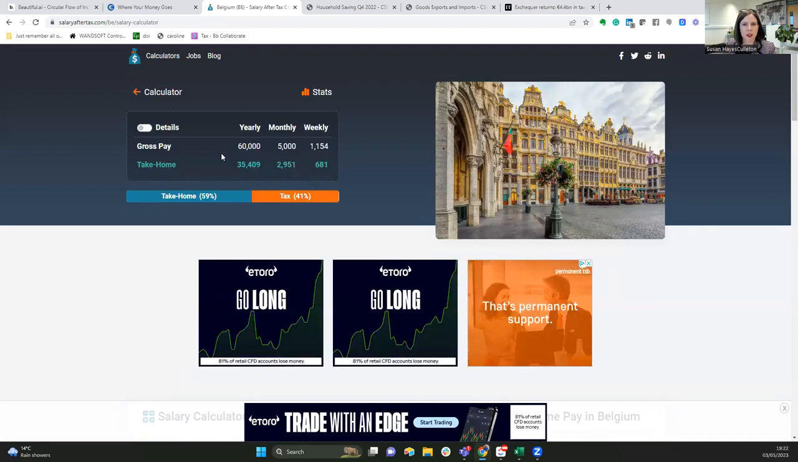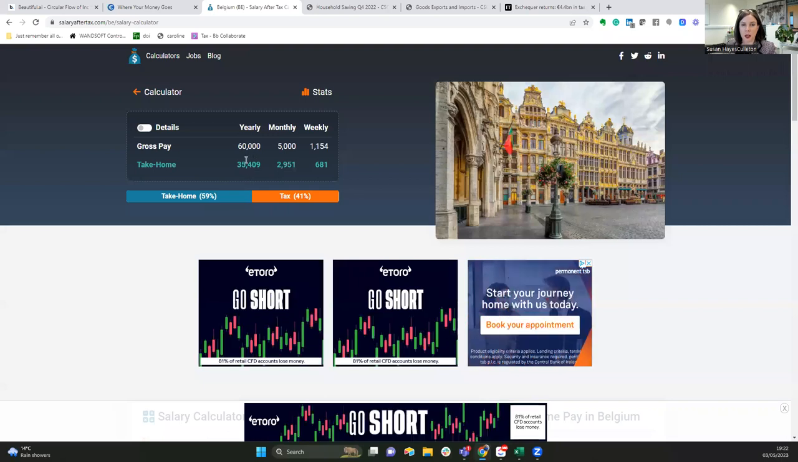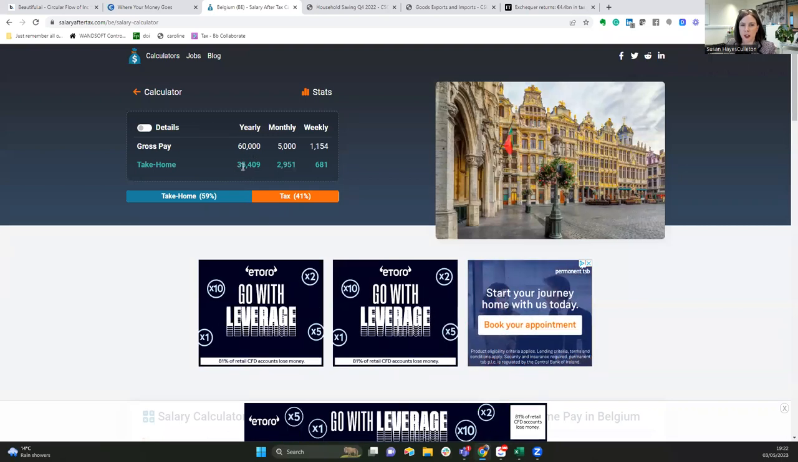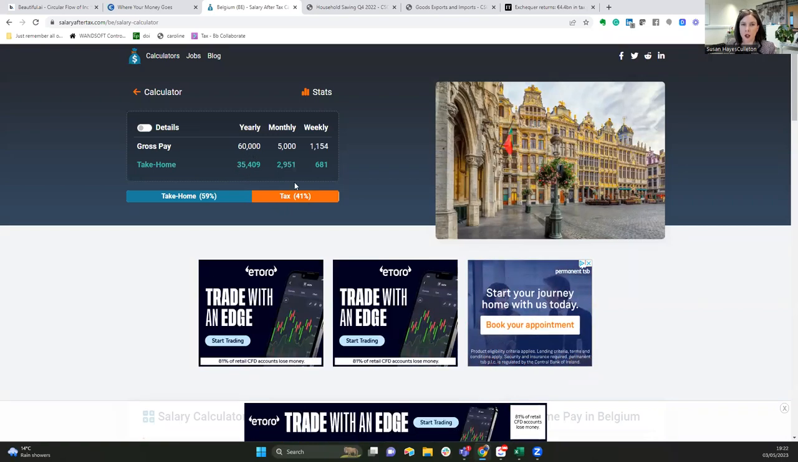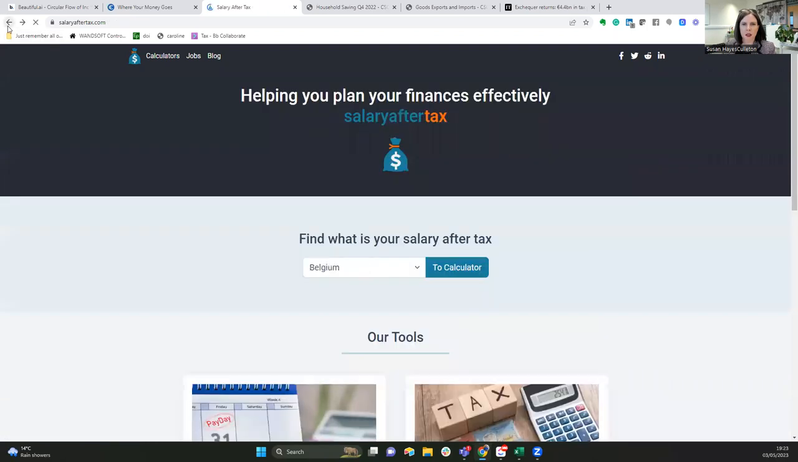It's a bit of a difference, isn't it? 60,000 in Belgium would give me 35,000. So the tax rate here is 41%. Remember what it was in Ireland? If I'm correct, wasn't it 28% at 60,000? Let me just check. Pretty sure it was.